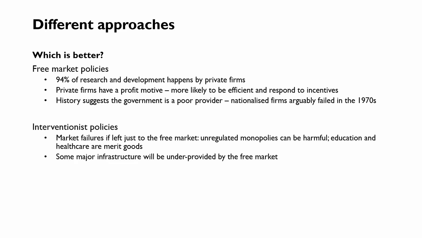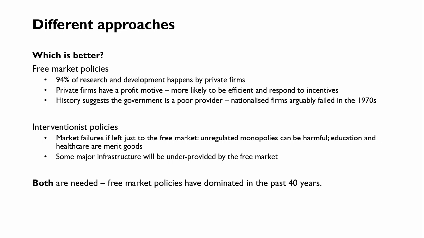Some of this major infrastructure that the economy needs to be productive will be massively underprovided by the free market. In almost every economy in the world, the government provides roads and railways. In reality, we need both approaches. The question is which one dominates, and in the past 40 years, we've emphasised free market policies, but acknowledged that the government needs to intervene as well.